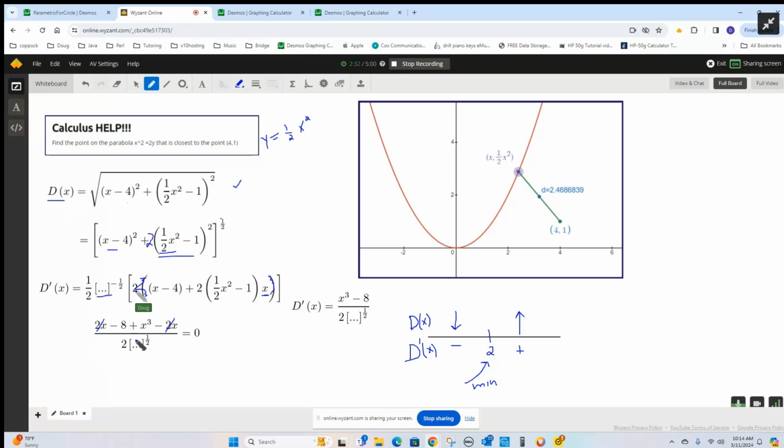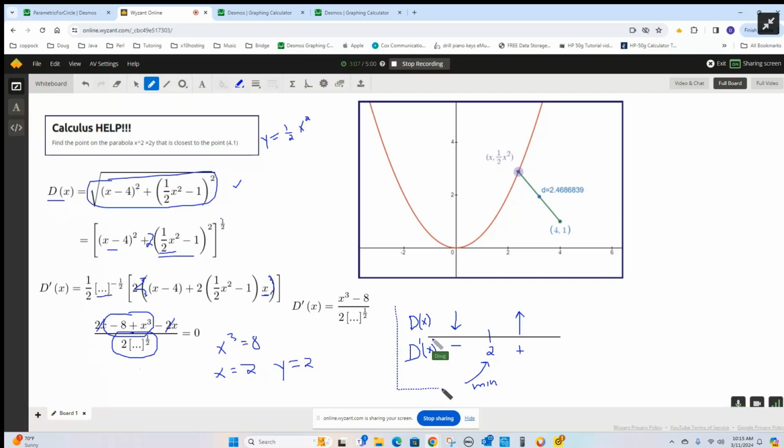After you've done a few of these, you start to realize that when you set it equal to 0, it's only going to equal 0 when the numerator equals 0. And so we could have just concentrated on what's under the radical. But if we set the derivative equal to 0, we get x cubed equals 8, x equals 2. And when x equals 2, 1/2 of 4 is 2. So the point (2, 2) is the one that's closest.